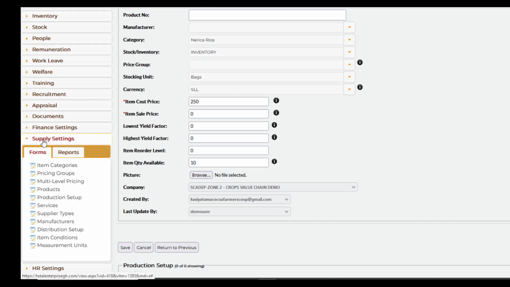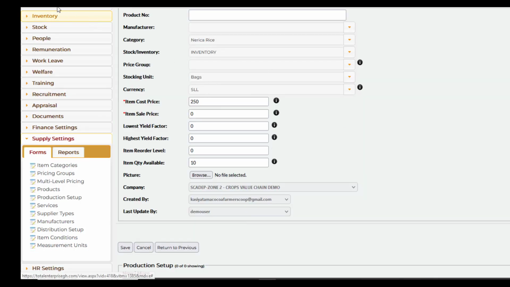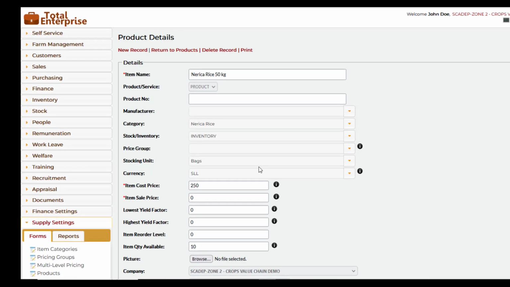Here, when you come to your supply settings menu, you have measurement units as a form, and you can add as many as you need. And all you have to do when you add is come and refresh your page, and you have access to whatever you have added. Okay, so TotalEnterprise doesn't limit you, but you need to understand the administrative structure around your inventory management and product management, and I'm explaining how it works. So for another example, if an item purchase is in bags of 50 kg, you don't add the item with a unit of kg.